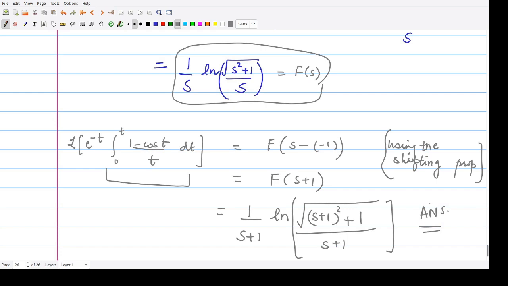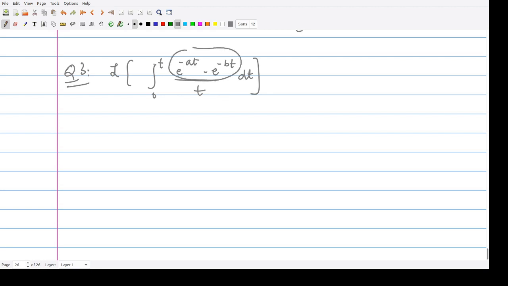Now we have another question, which states: find the Laplace transform of the integration 0 to t of (e to the power minus at minus e to the power minus bt) divided by t dt. So for that we will again go like this. Firstly we will calculate what is the Laplace transform of this, then we will calculate what is the Laplace transform of this, then we will calculate what is the Laplace transform of this term.